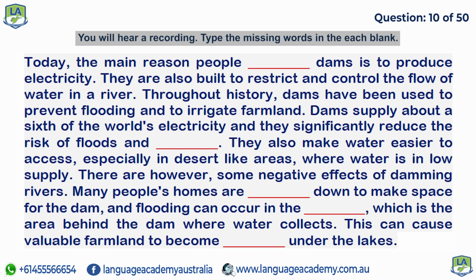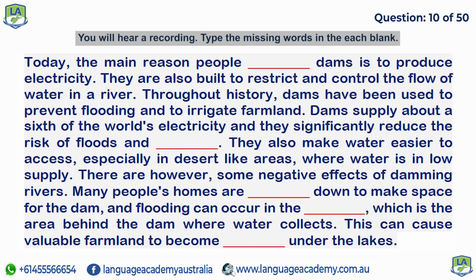Today, the main reason people build dams is to produce electricity. They are also built to restrict and control the flow of water in a river. Throughout history, dams have been used to prevent flooding and to irrigate farmland. Dams supply about a sixth of the world's electricity and they significantly reduce the risk of floods and droughts. They also make water easier to access, especially in desert-like areas, where water is in low supply.